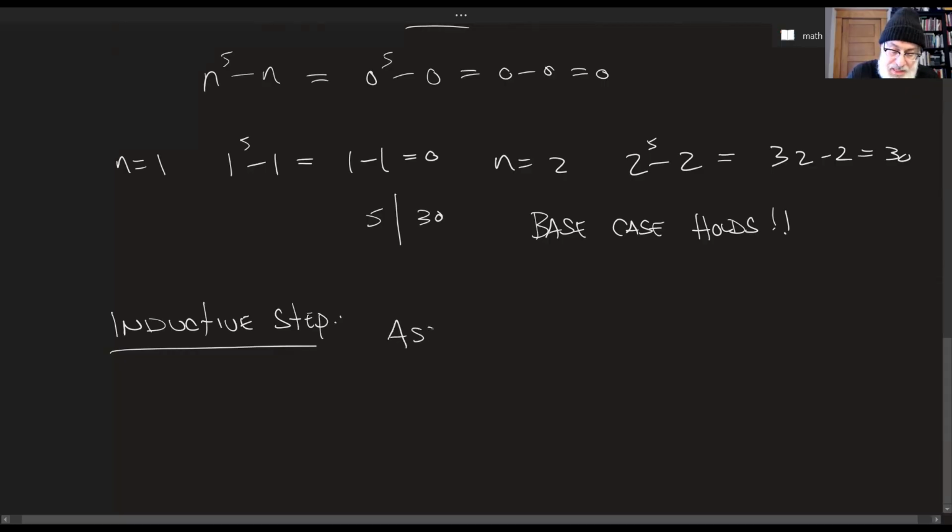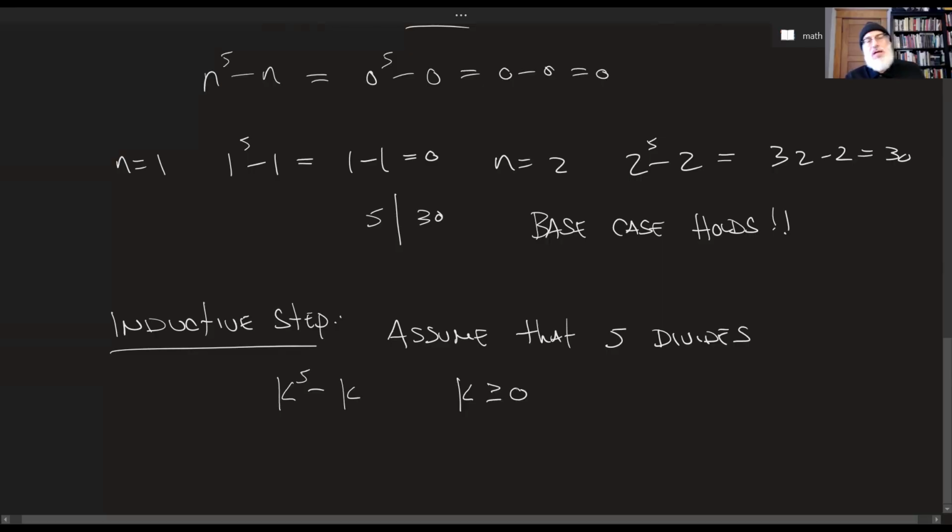So let's write that. Assume that 5 divides k to the 5th minus k, for k greater than or equal to 0. Now, again, the assumption is that this is true, and this is what we call the induction hypothesis.